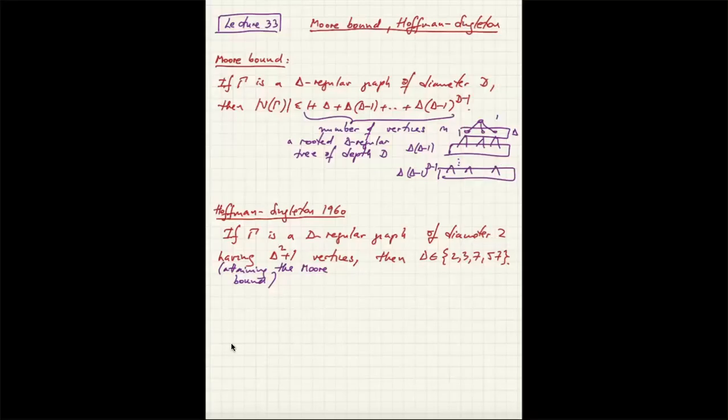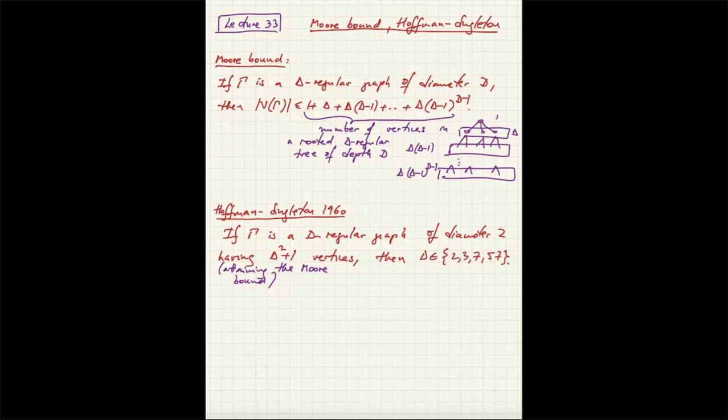Welcome to our 33rd lecture in combinatorics. During our previous lecture, we discussed the Moore bound and we proved the Hoffman-Singleton theorem. We'll briefly recap these results before moving on to other things.